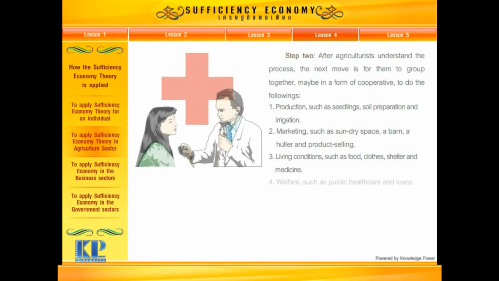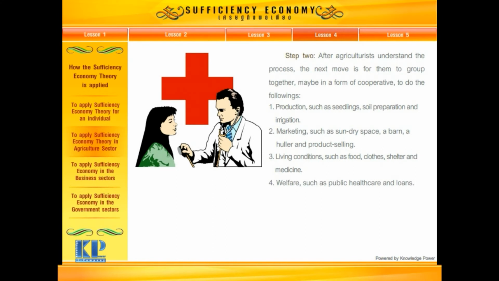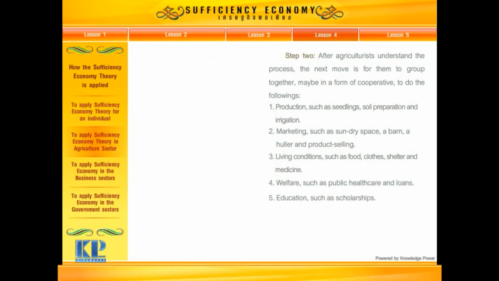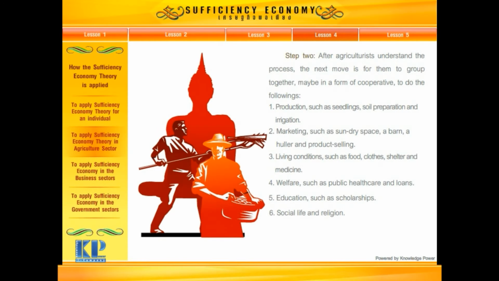4. Welfare, such as public health care and loans. 5. Education, such as scholarships. 6. Social life and religion. All these must gain cooperation from government and private sectors and foundations.